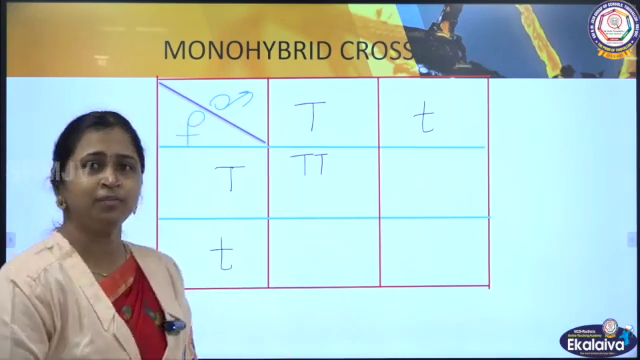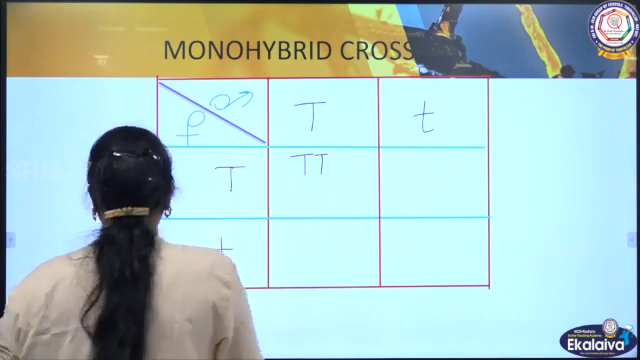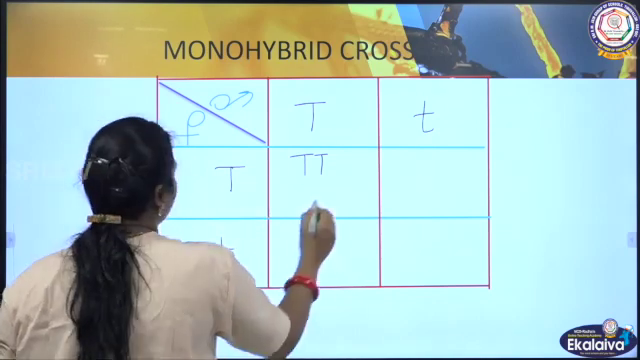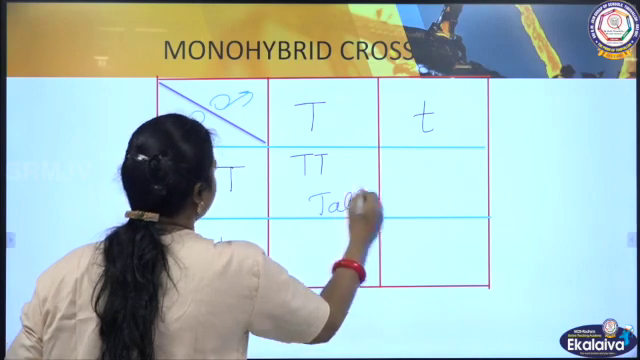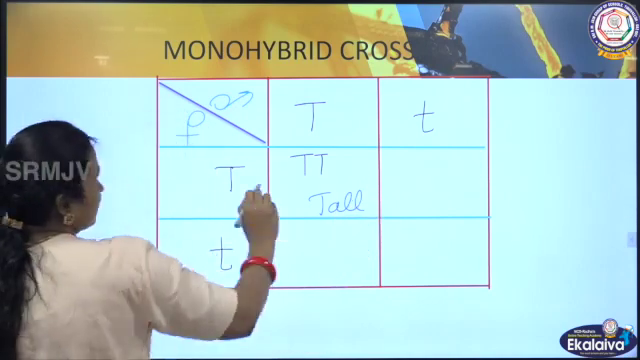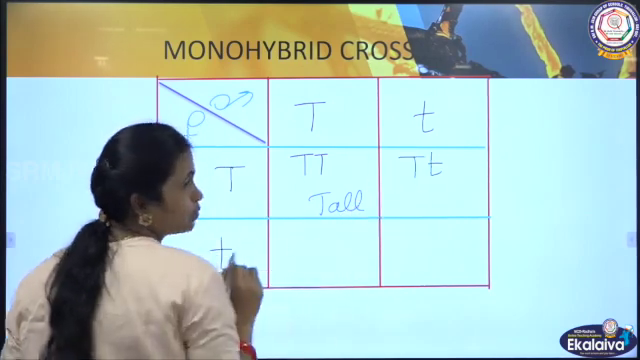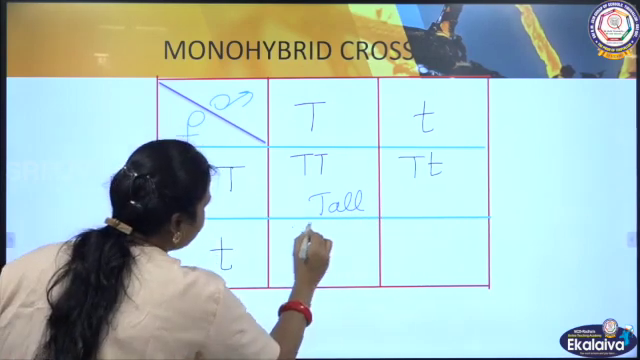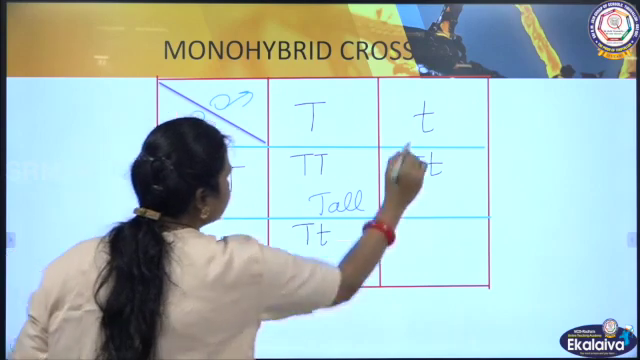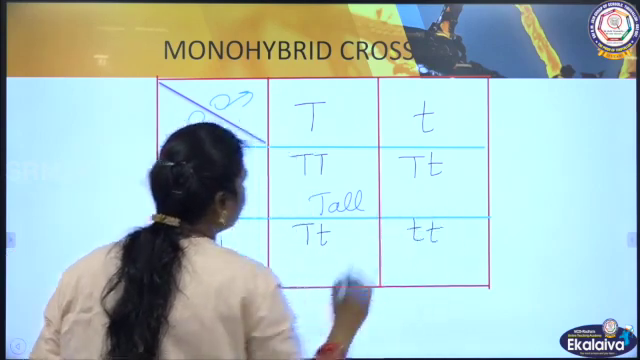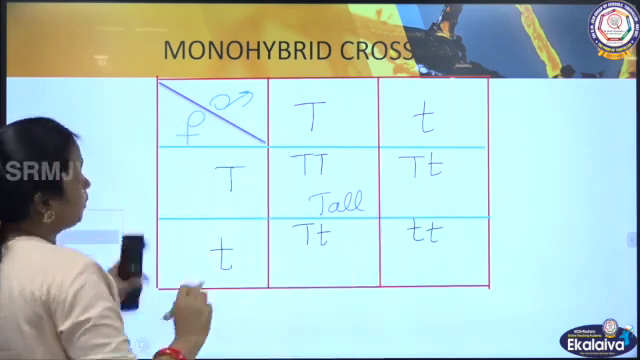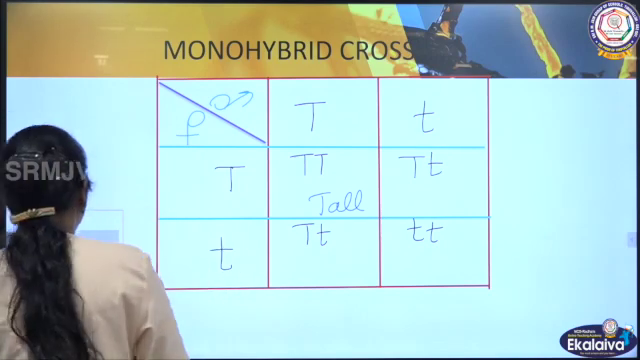So what is the phenotype here? It is tall. So we will write that also, tall. Then next, first let us complete the pairing: capital T, small t, and this capital T and small t. Again this small t and small t. We will write their phenotype. Now the genotype is ready. We are going to check their phenotypes.